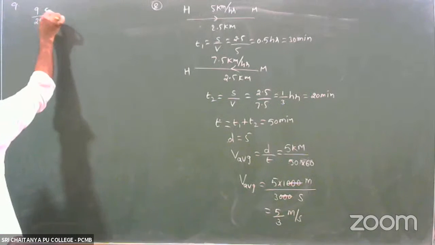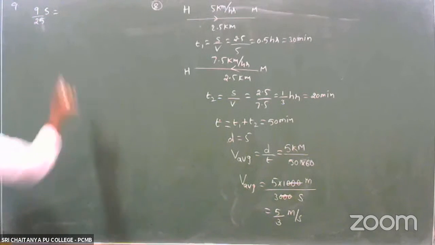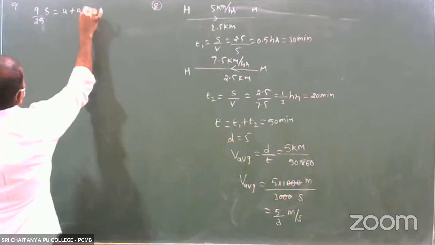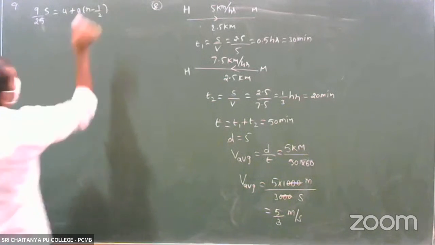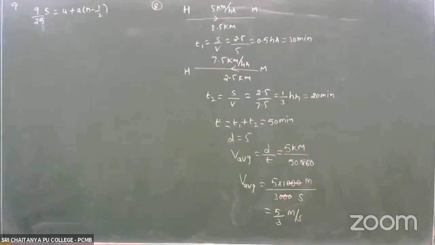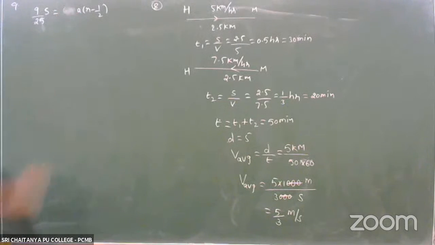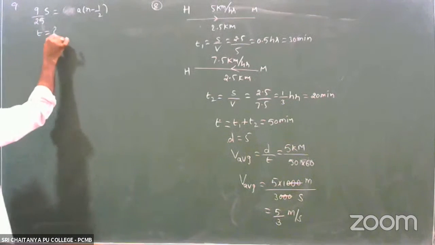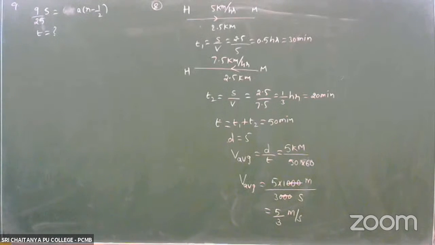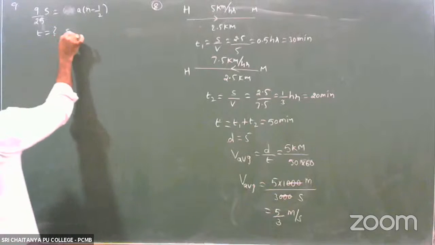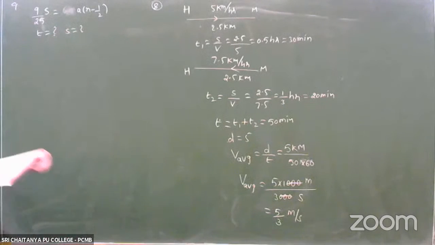Whole distance is S. What can we write? S_n equals u plus a into (n minus half), where n is the last second. Next, if it starts from rest, what can we take? u is 0. If it starts from rest, how long is the particle in motion? We have to calculate the time. How long is the particle in motion and through what distance? S also we have to calculate.